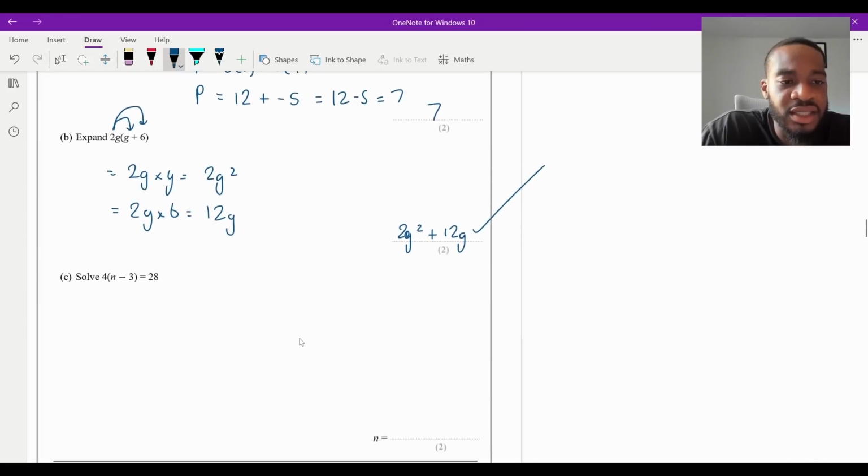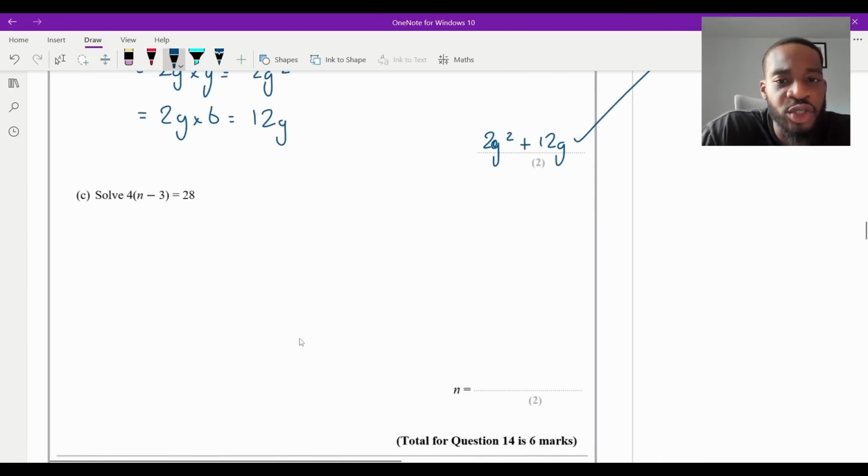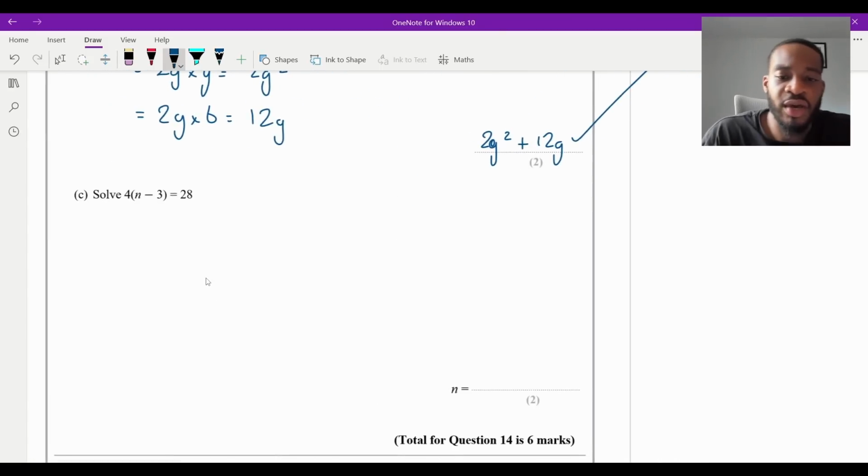Now, part C, it says solve 4(n minus 3) is equal to 28. Okay, so firstly, what you want to do is expand the brackets. So I'm going to do 4n minus 12, right? 4 times n is 4n. 4 times minus 3 is minus 12. This will equal 28. And then now I'm going to add on 12 onto both sides.